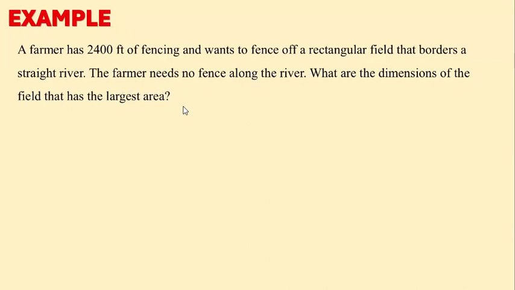Okay, so first we can sketch a diagram quickly. Say, for example, here is the river flowing like that. Okay, that is the river. And there is a rectangular field, and one side of the field is the river. The other three sides are here. So that is the river.